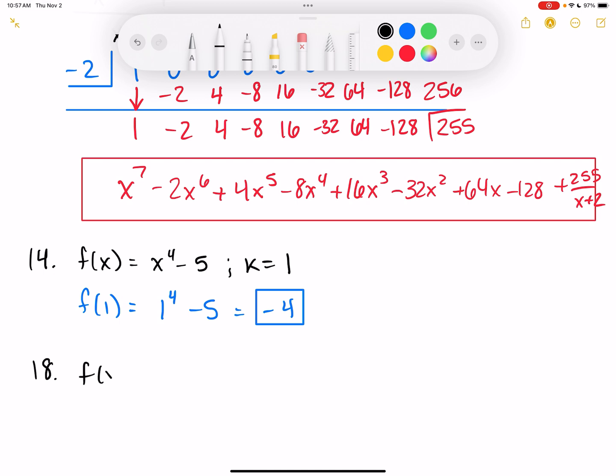18, I mean, they could. f of x is equal to x to the 5th minus 2x to the 4th plus 3x squared minus 20x plus 3. k is equal to negative 1.